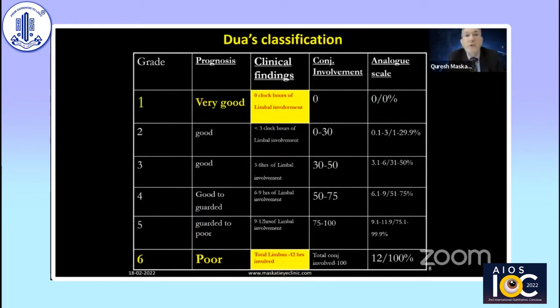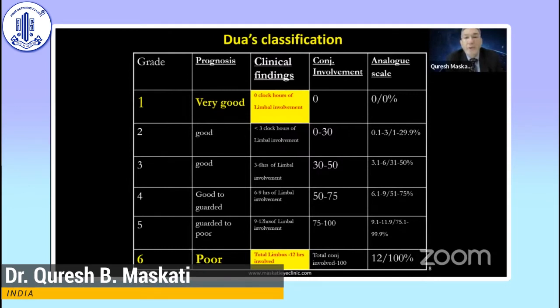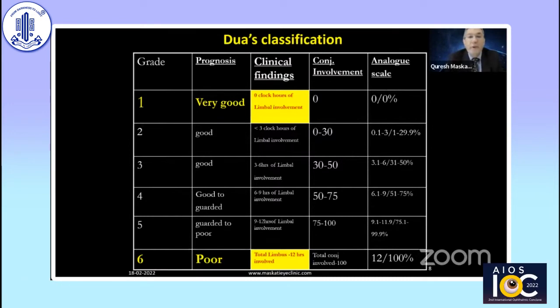So this is Dr. Dua's classification, which goes from grade 1, which is very good, when there is no limbal involvement, 0 clock hours, to grade 6, which is very poor, where almost the total limbus, 12 hours, is involved, and the prognosis becomes very bleak. As you go from grade 4 onwards, it becomes bleak.